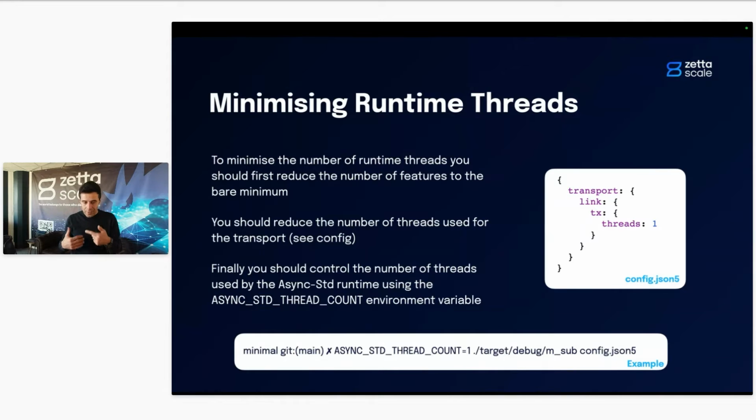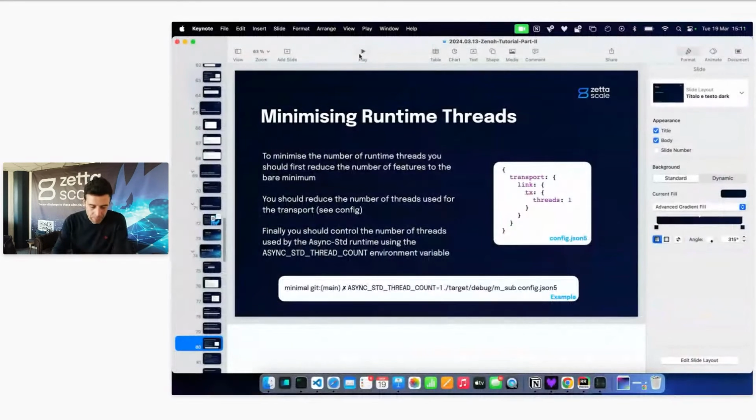And so the way in which you can control the number of threads used in Zeno is by configuration, by controlling the number of threads used, for instance, for transmission. And this is how you do it. I'll show that in a proper project in a moment. And then when starting your application, you need to make sure that the async-std thread count is also defined, so as to say how many threads that specific runtime should be using. Okay, so let's see the impact of this in some actual example.